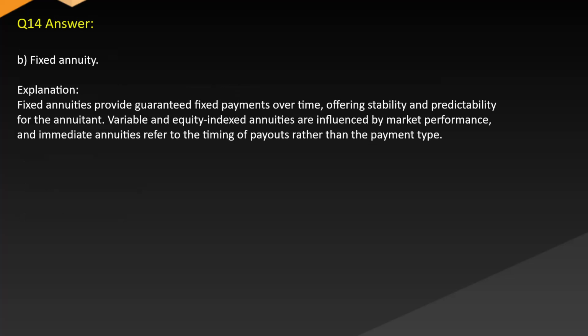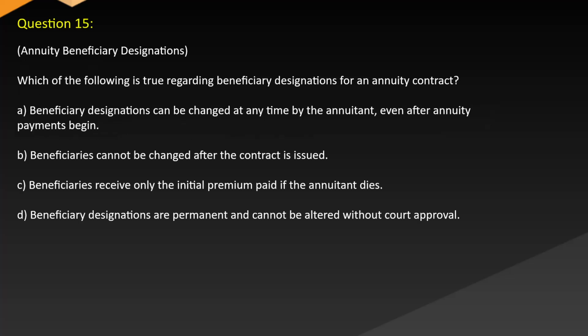Answer B. Fixed annuity. Explanation. Fixed annuities provide guaranteed fixed payments over time, offering stability and predictability for the annuitant. Variable and equity indexed annuities are influenced by market performance, and immediate annuities refer to the timing of payouts rather than the payment type. Question 15.